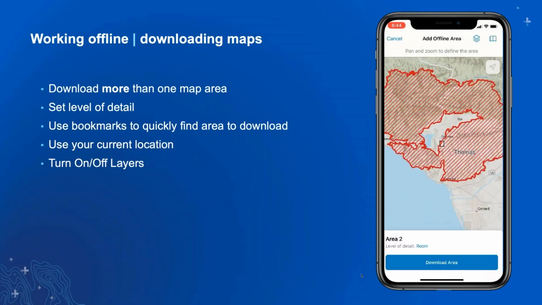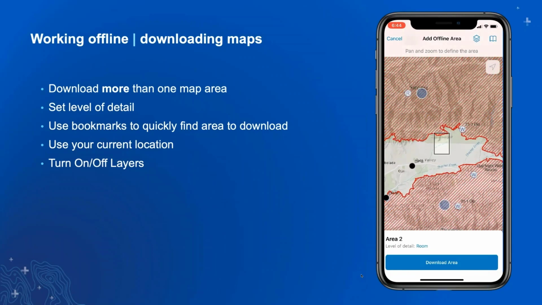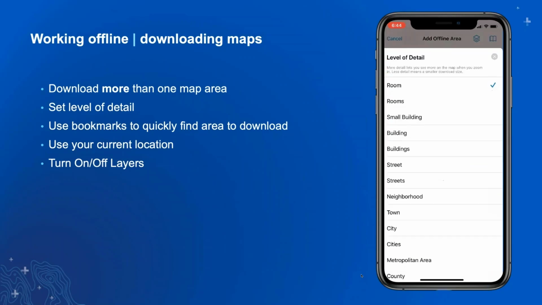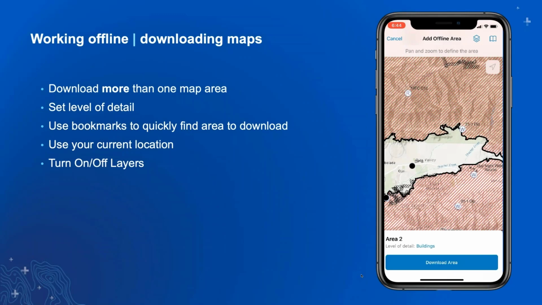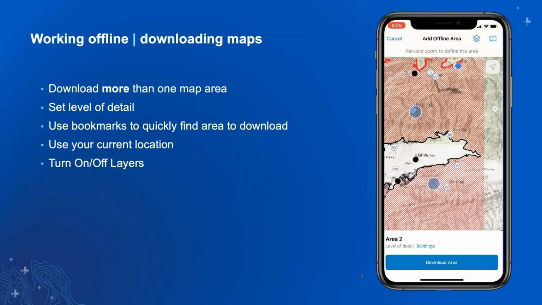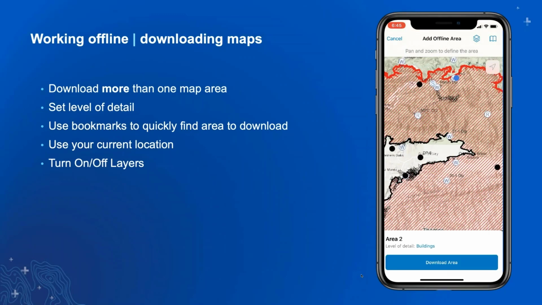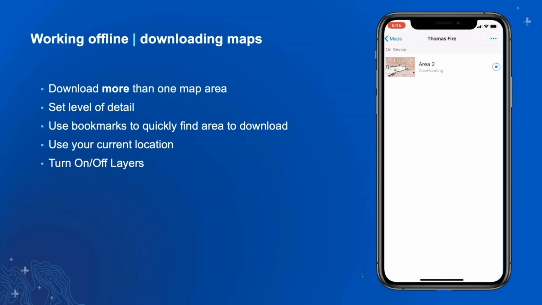So as the map author, you could set a bookmark to help people orient themselves. Not as good as a pre-planned area. You can also set the level of detail. So level of detail obviously is very important. So things like buildings probably provide a good sense of scale for people, especially on imagery. And then of course, once that's defined, you can just tap download and that's downloading.